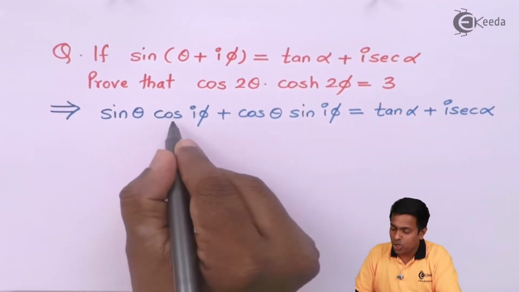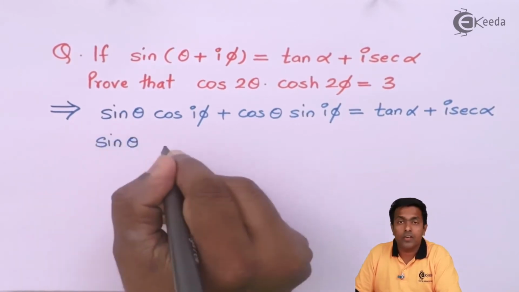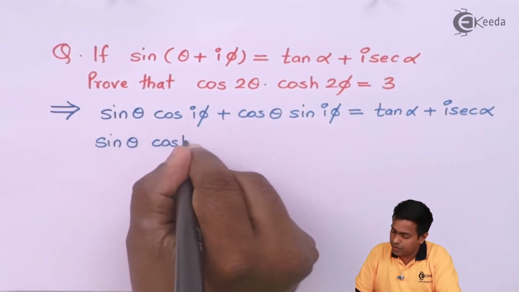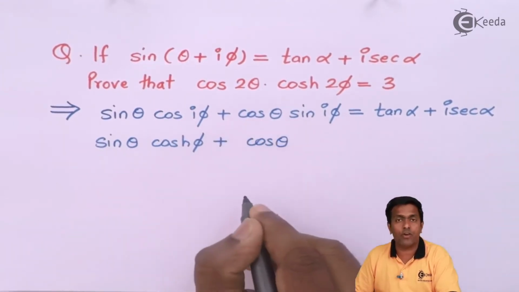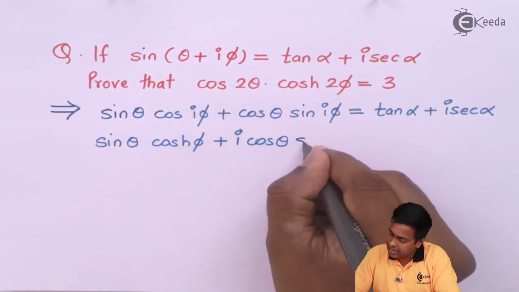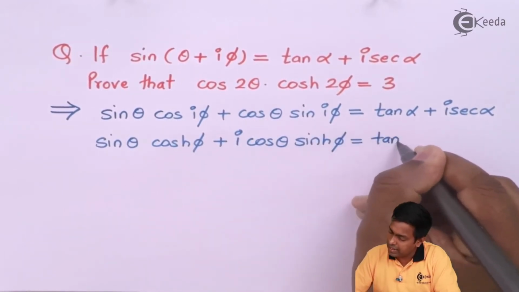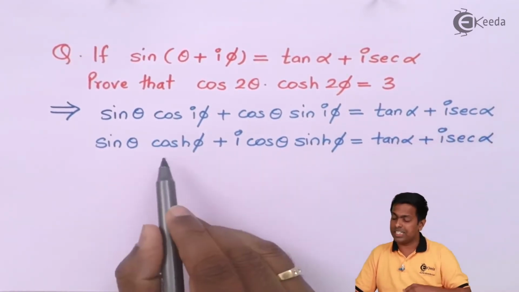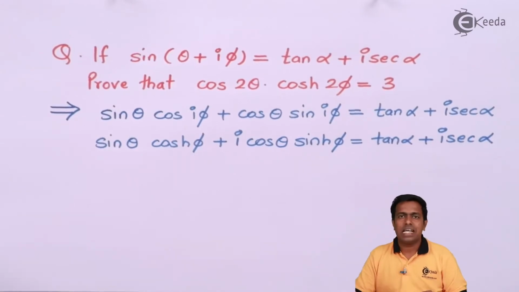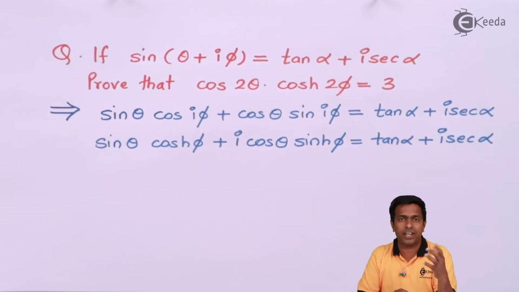Now, cos of i phi, we know the formula, so we'll substitute that formula over here, which is hyperbolic cos phi, plus sin of i phi is i hyperbolic sin phi, which is equal to tan alpha plus i sec alpha. I am using this formula from the previous video, that is the formula of hyperbolic function. So if you don't know the formula, go back and revise those formulae once again.